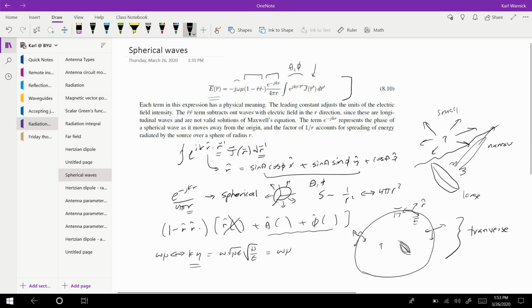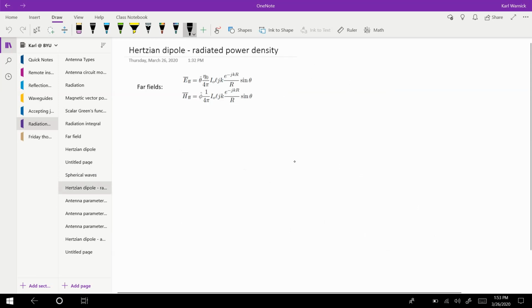far-field radiation integral. Now we're going to go back and look in a little more detail at the far fields of the Hertzian dipole just to round this out. So here I've taken from the lecture notes expressions for the far electric field and the far magnetic field a distance away from the Hertzian dipole. And the next thing I'm going to do is find the time average power density. So S average, that's 1/2 real E cross H conjugate.